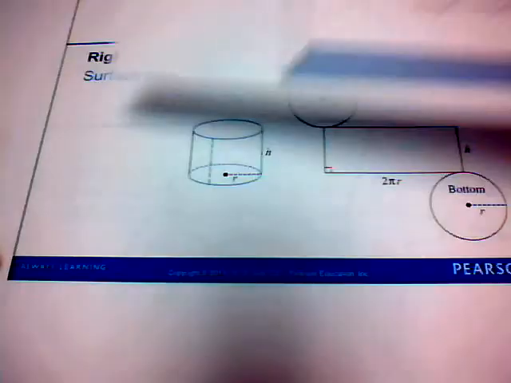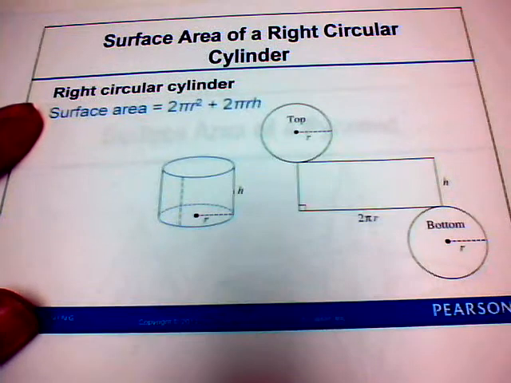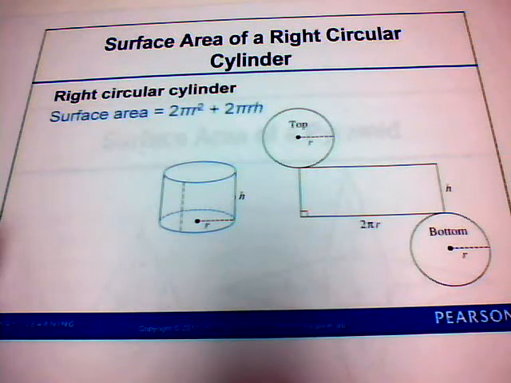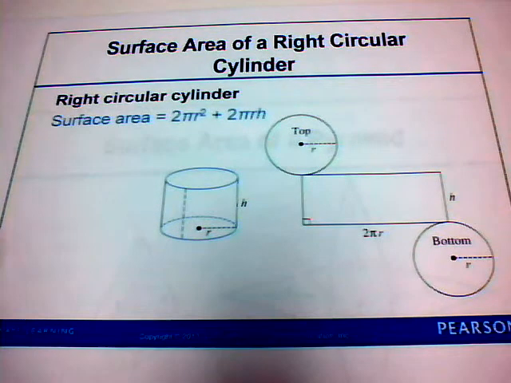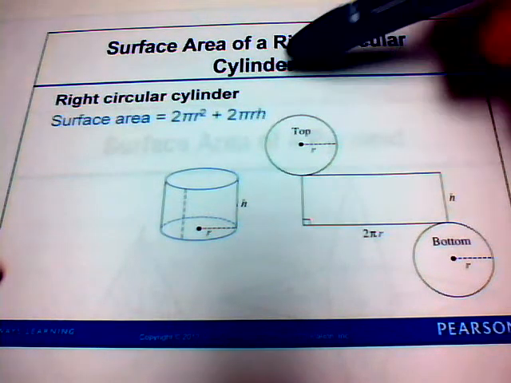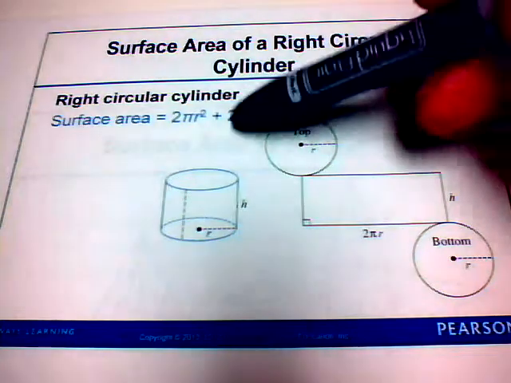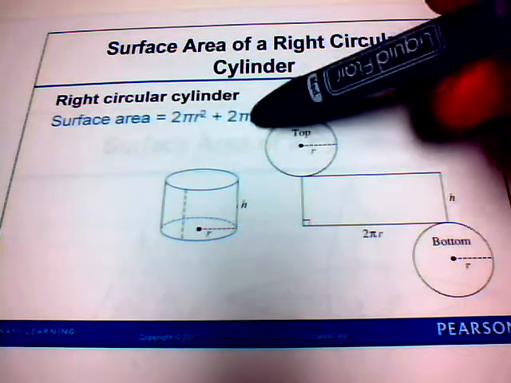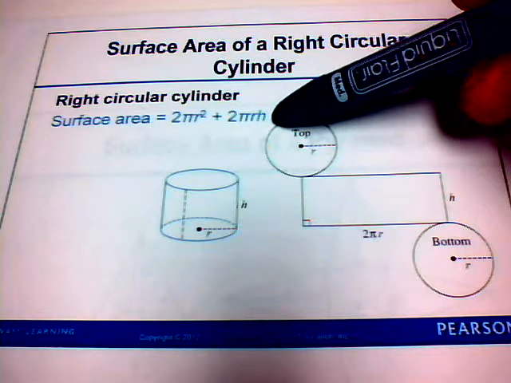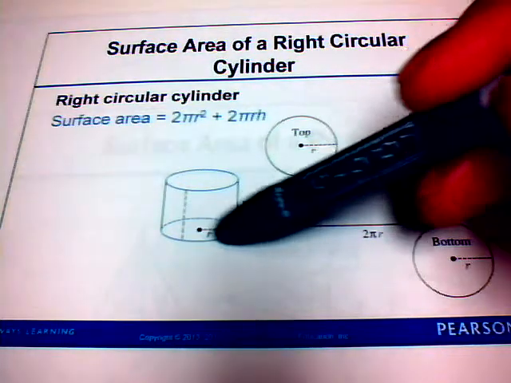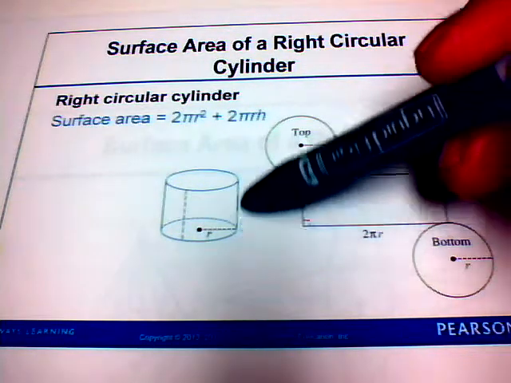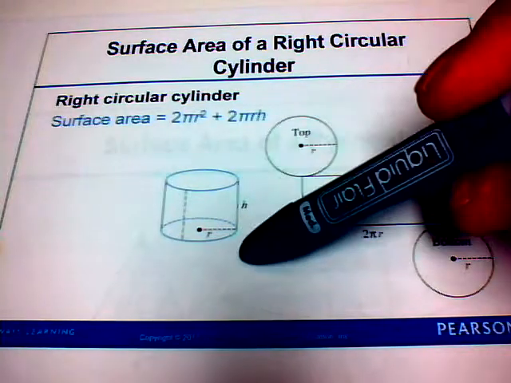And we do have a formula for finding the surface area of a right circular cylinder. And that's this formula. 2 times pi times the radius squared, and that's what r is, the radius, and that's squared, plus 2 times pi times r times h, which is the height. The r is the radius of the circle, h is your height.